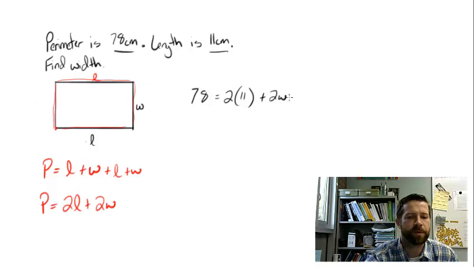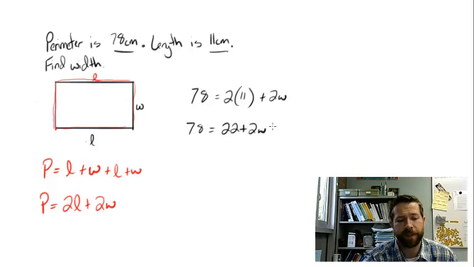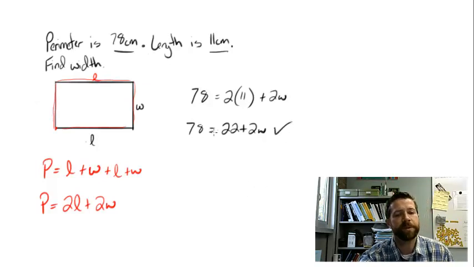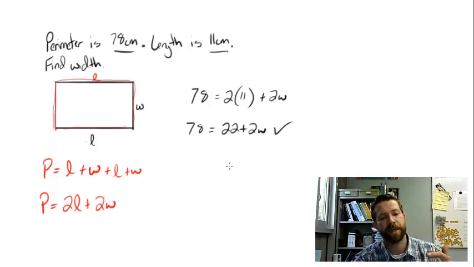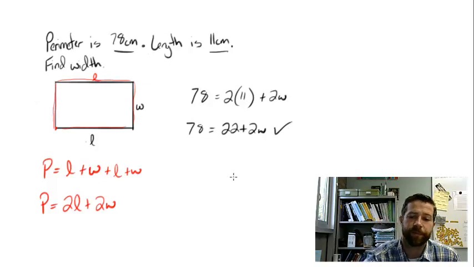We don't know the width, so the width is the only variable that still exists. Just going to clean this up a little bit by multiplying the 2 times 11 to get 22 plus 2W, and that equals that total perimeter of 78. So the first part of this question is asking for an equation that can be solved. This would be that equation right here: the perimeter equaling 2 times the length, actually multiplying that length by 2, and then 2 times the width.